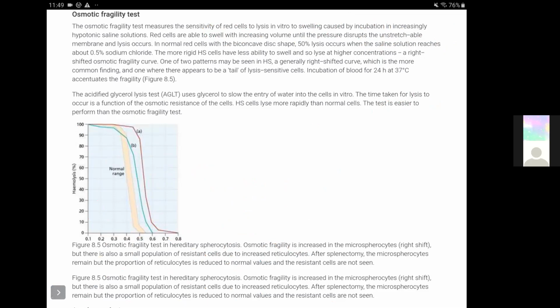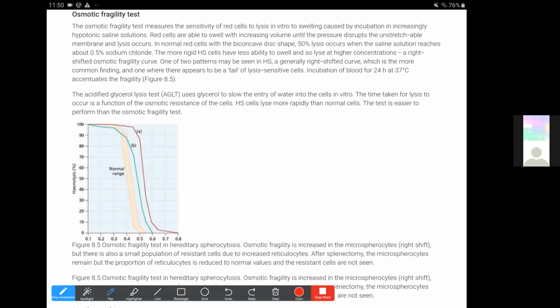For this test, we need fresh heparinized blood, with less than 2 hours of incubation, because we don't want complement activation to interfere with our test. So it should be fresh, it should be heparinized, with no addition of EDTA. This fresh heparinized blood is taken for this test.